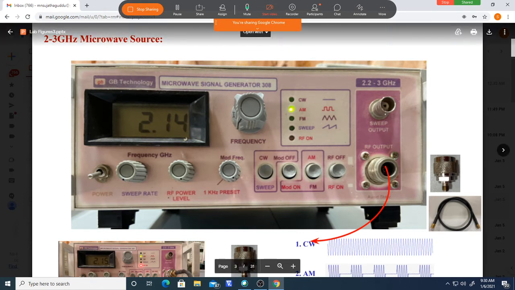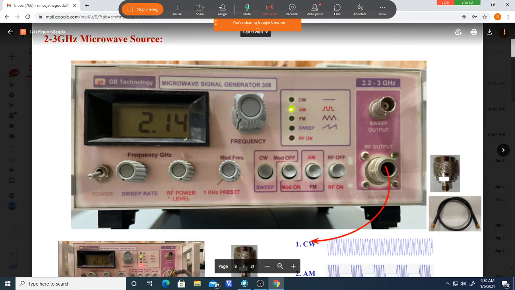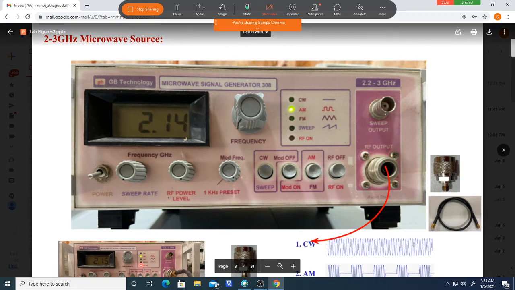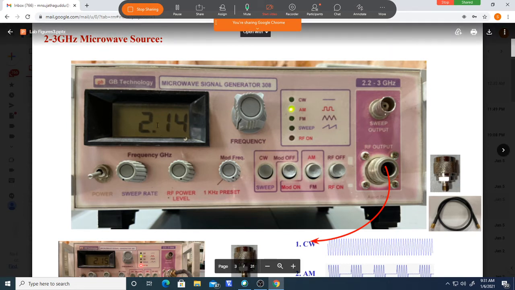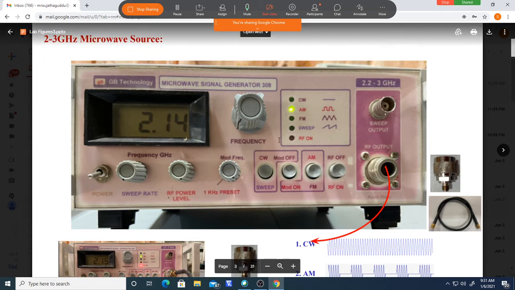Next you can rotate this in the clockwise direction, and you can observe that as you rotate it clockwise, the frequency changes. You can set 2.1, 2.2, 2.3, like that. Slowly we have to move this. Then the frequency will change, and you can read whatever frequency you set, 2.1, then next 2.2. Like that we can vary the frequency from this source.